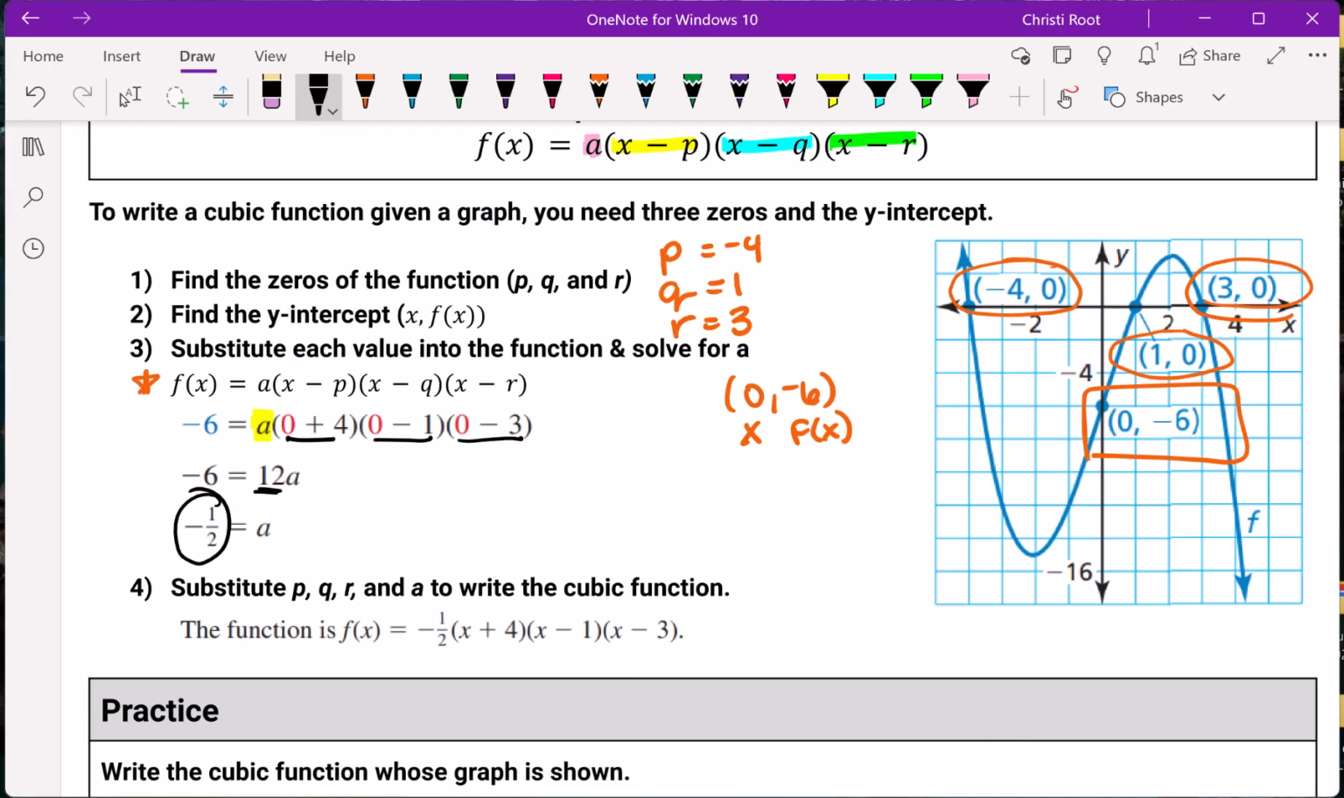Once you know what A is, you're going to go back and substitute all of your zeros back into the function, and they're going to look like factors. If you have a zero that's -4, your factor is going to be x plus 4. Same thing with a 3, x minus 3. If you have a zero that's 1, it'll be x minus 1. But you have to include your value of A, and that's your final form.